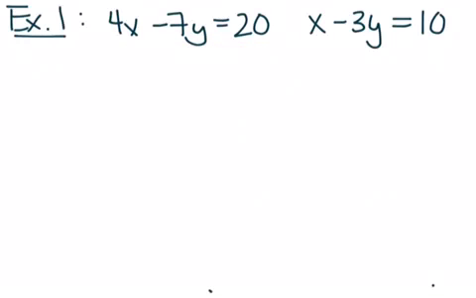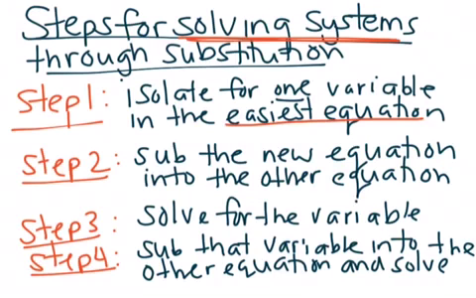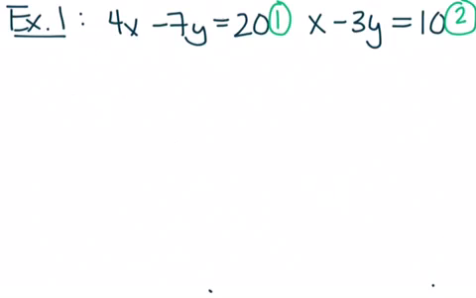Okay, so just like in graphing, the first thing that we're going to do is label these equations, equation 1 and equation 2, so we don't get confused. So let's call this one equation 1, and let's call this one equation 2. There we go. All right, so step number 1, let's go back to our steps. Step number 1 said isolate for one variable in the easiest equation. So I'm going to take a look at equation number 1.